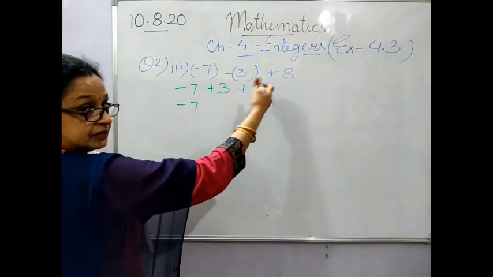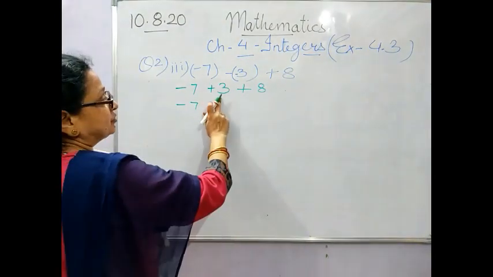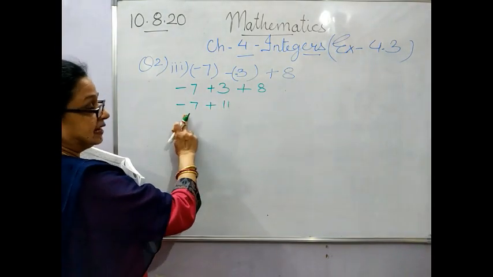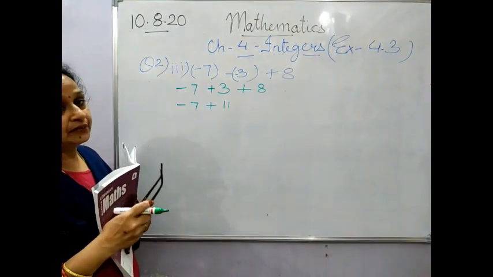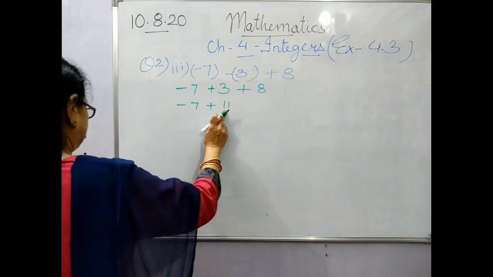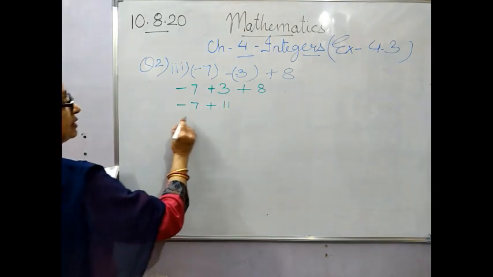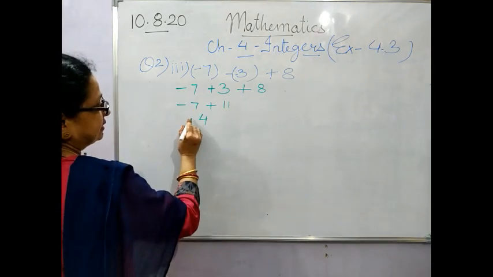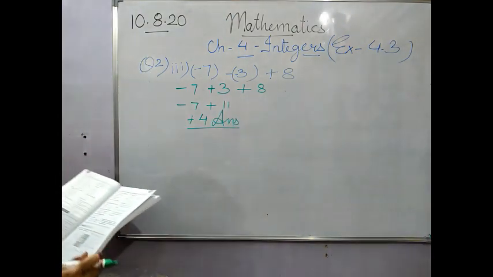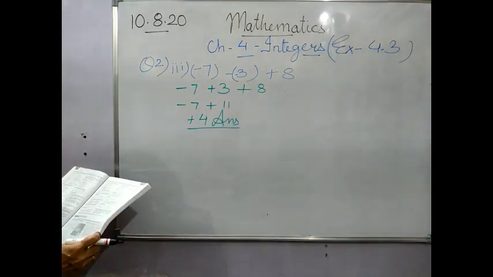Minus 7. If there were more plus signs, more digits, you should add all those together. 3 and 8 is 11. Now one is minus, one is plus. That means two different signs are there, they are not alike, so we will subtract over here. We subtract the smaller number from the bigger number. So 11 minus 7 is 4. The bigger digit's sign is plus, so this is your answer. Hope this is clear.